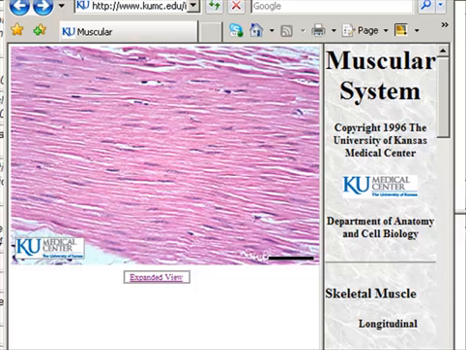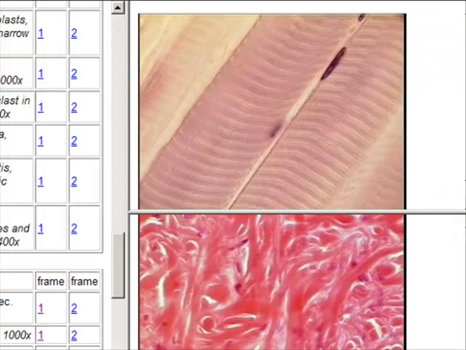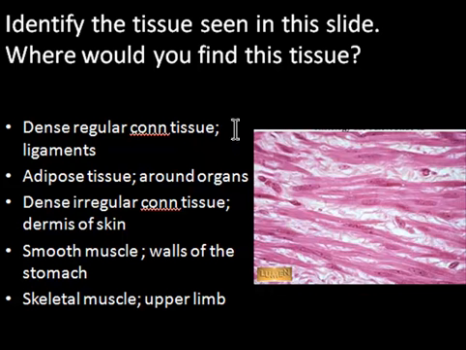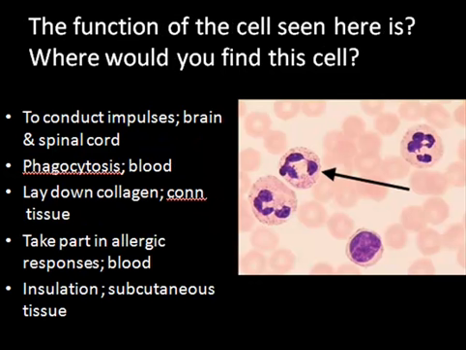So let's go back to our question. So here it is. And let's go to the last question here, which says the function of the cell seen here is, and where would you find the cell? So obviously you have to first identify the cells, and then you talk of function.